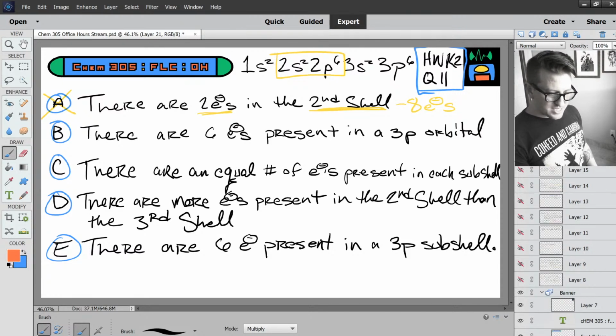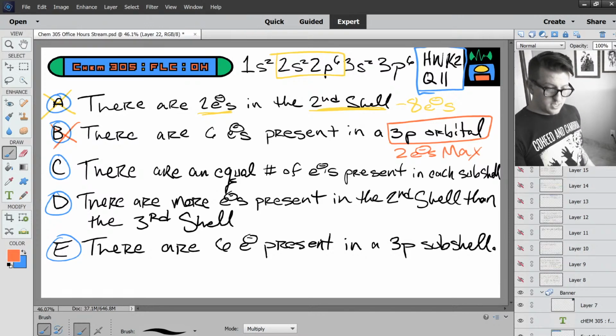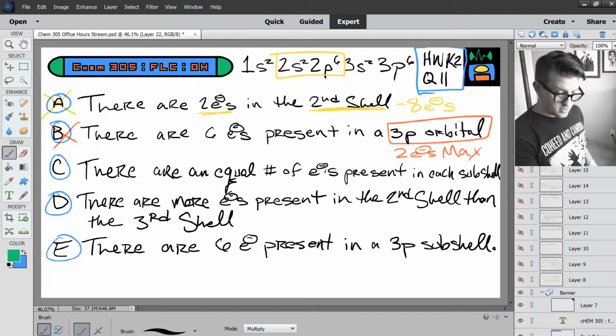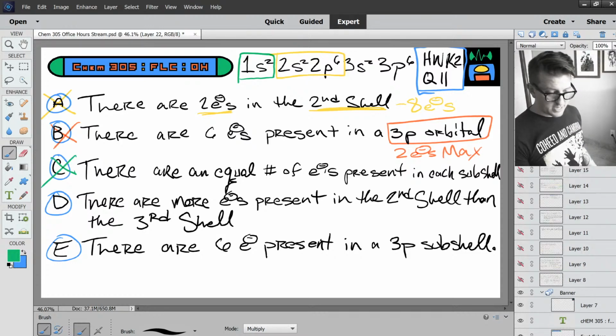B, there are 6 electrons present in a 3p orbital. This one can't be right because there are 2 electrons max in any given orbital. So B is incorrect. C, equal number of electrons present in each subshell. This is straight up wrong because the first subshell only has 2, the second one has 8. So that cannot be correct.